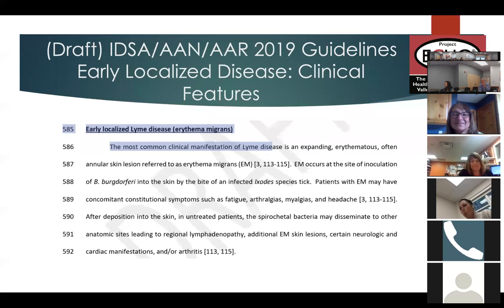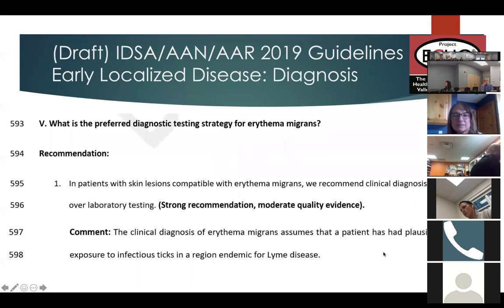So this is out of those draft guidelines, and I want to read to you exactly what they say. It's just what we just talked about: an annular skin lesion, erythema migrans at the site of inoculation, just what you were asking. And you can get constitutional symptoms like they were showing. And after that, the second part is where it disseminates into the blood and then goes to other places in the skin, or to the heart, or to the meninges. Okay?